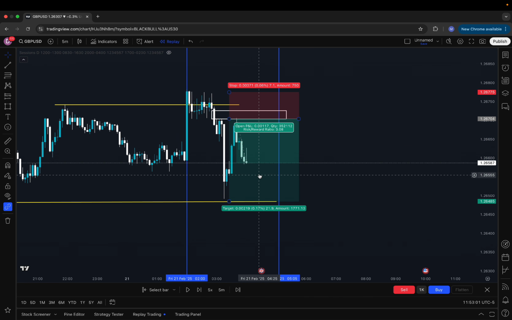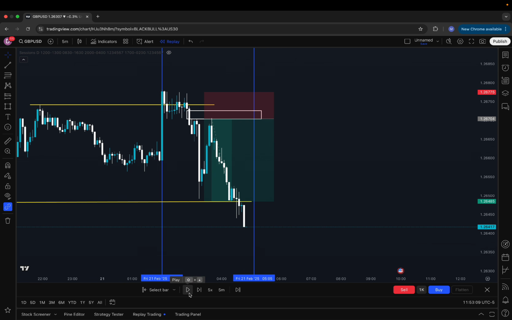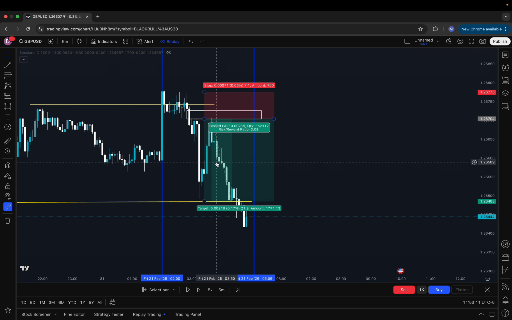And just like that, we've tapped into this trade and price is already moving down in our direction. As you guys can see, this was a simple 1 to 3 risk to reward. This happens pretty much every single day. So if you're trying to pass a funded account, this is the perfect strategy for you.